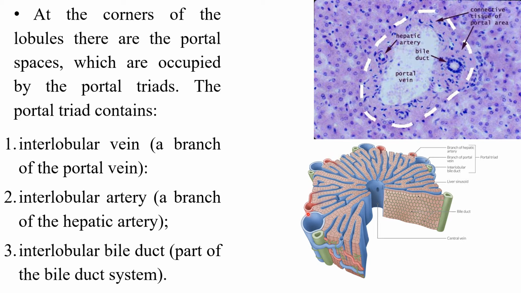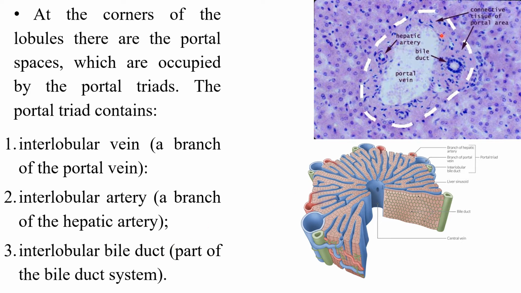So look at this, the second picture. This is the diagram of the liver lobule, and in each corner of the liver lobule you can see three canals which are called portal triads. And this portal triad consists of interlobular vein, which is a branch of portal vein, interlobular artery, which is a branch of hepatic artery, and interlobular bile duct, which is the part of bile duct system.